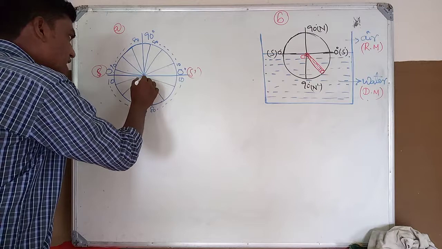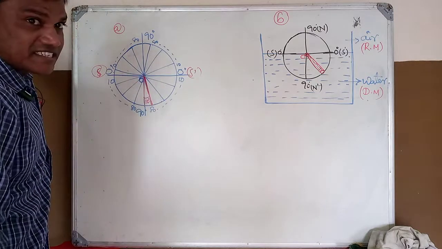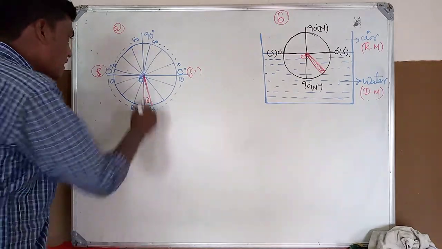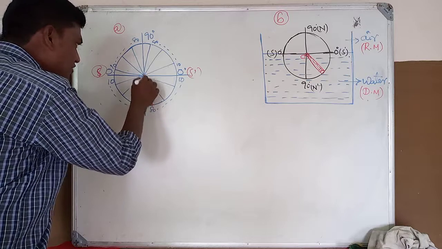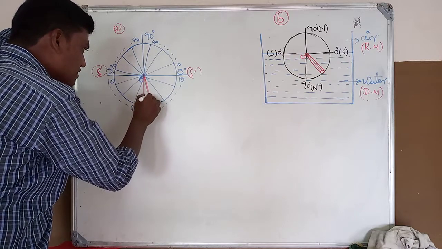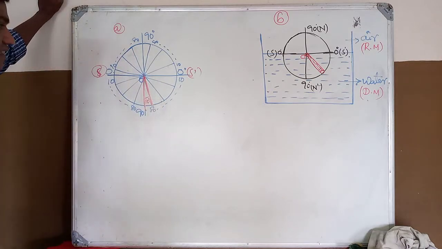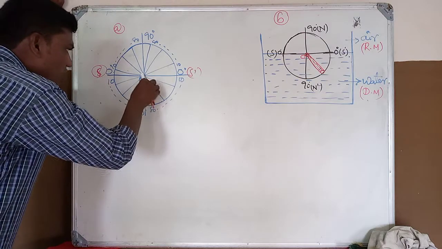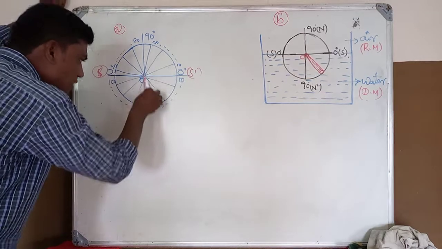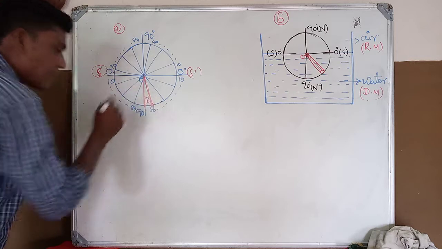We know that the straw represents the incident light, and the angle between the incident light and the normal is called the angle of incidence. That's why initially the straw in the lower portion of the S dash we keep along the 80 degrees angle.